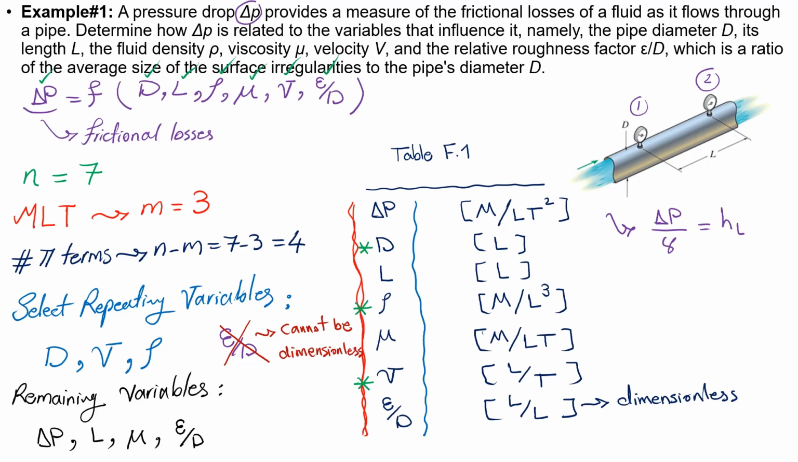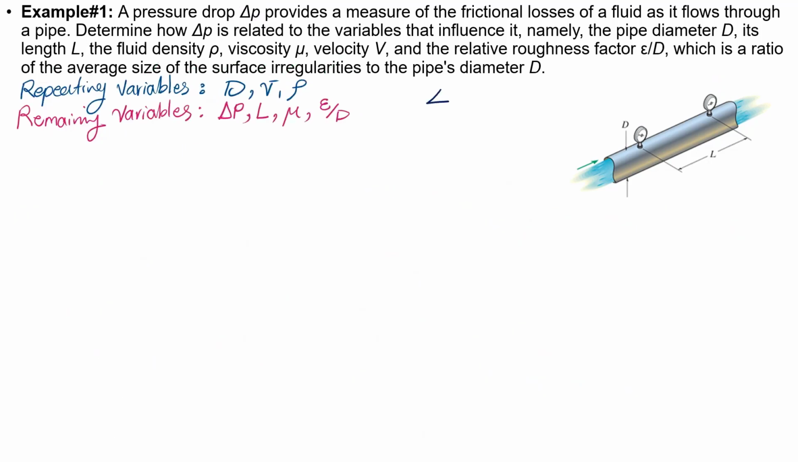Perfect. So now that we have selected our repeating and remaining variables, we are going to continue to the next slide and see if we can find all those pi's. According to the previous slide, we're going to have 4 pi terms. And we know our repeating and remaining variables, so it should be very easy to write the equation for different pi terms. Pi 1, for example, is going to be repeating variables to unknown powers, d to power a, velocity to power b, and then rho to power c times delta p.